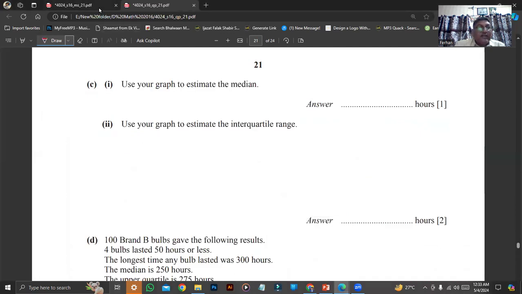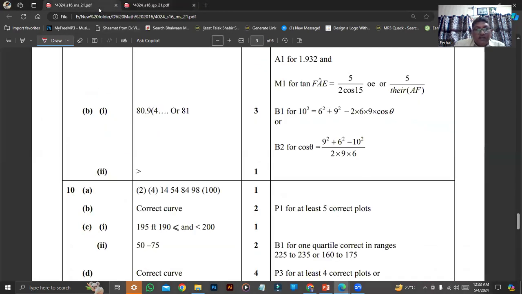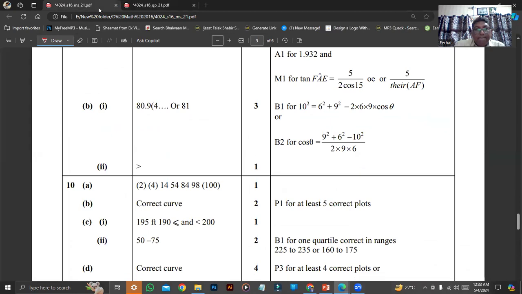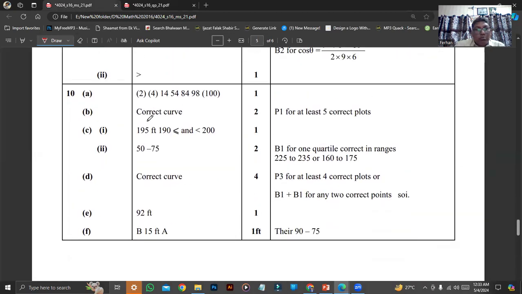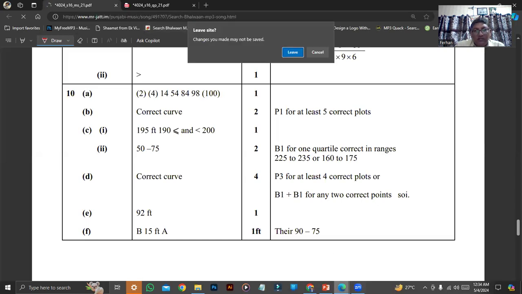So let's have a look at the marking scheme. You see, this is from 195. Okay, that was right. From 70 to 75. What was our answer?